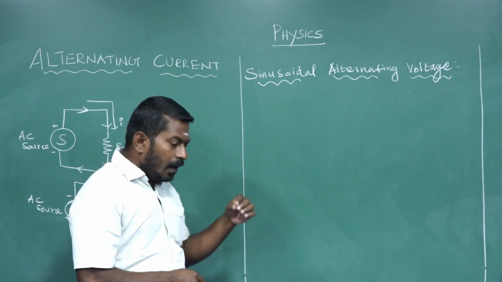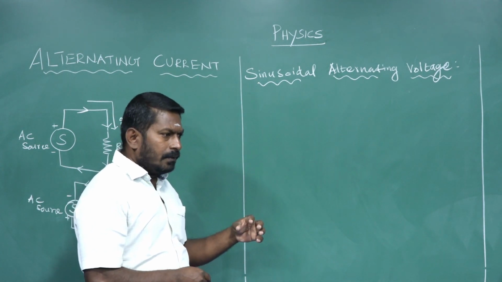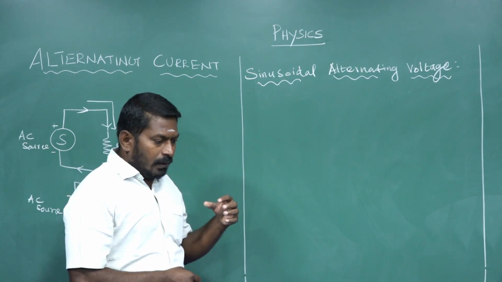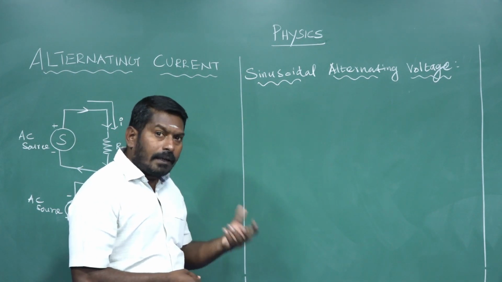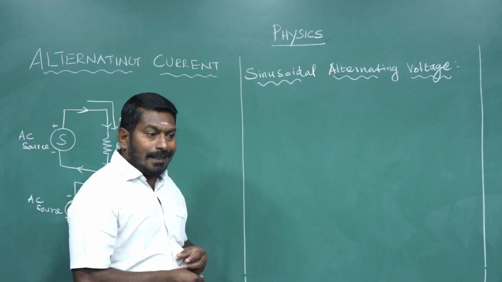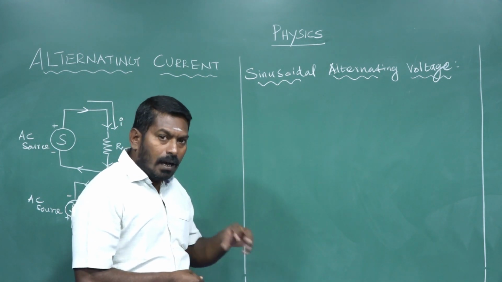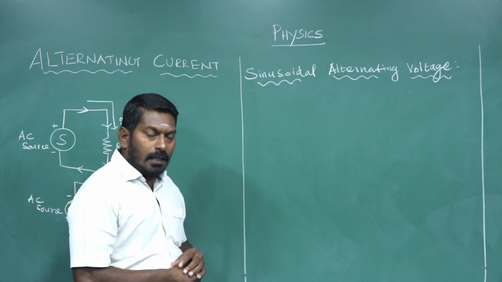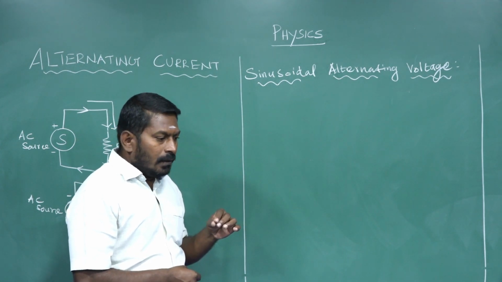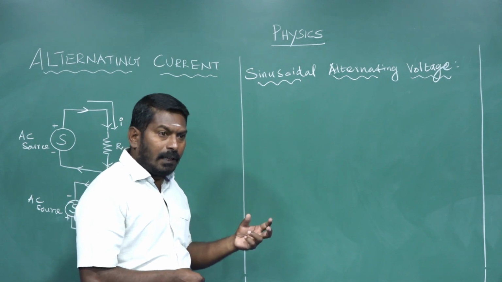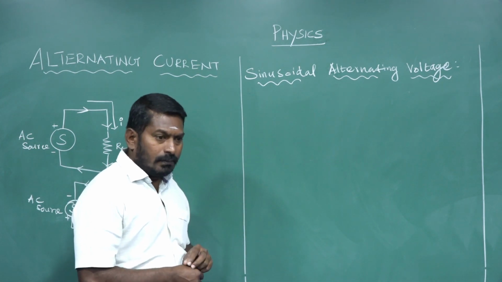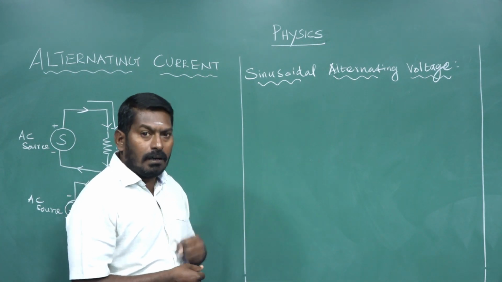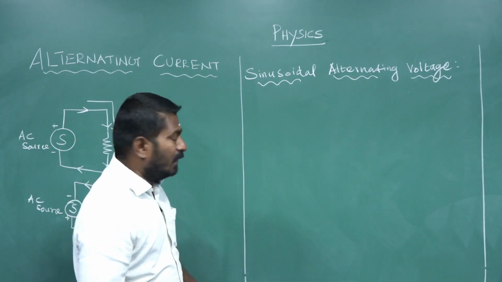Sinusoidal alternating voltage we can define as follows: if the waveform of alternating voltage is a sine wave, then the alternating voltage is called sinusoidal alternating voltage. Keep it in our mind. See the sine wave.